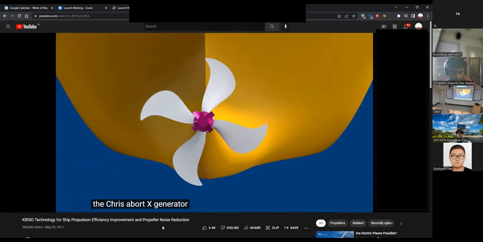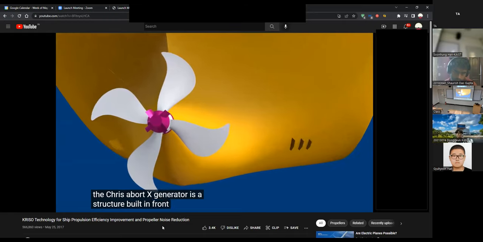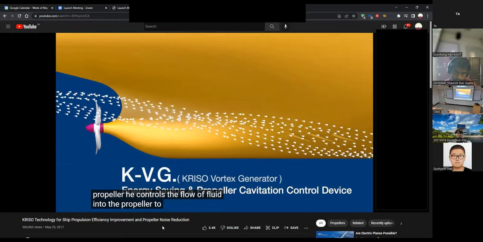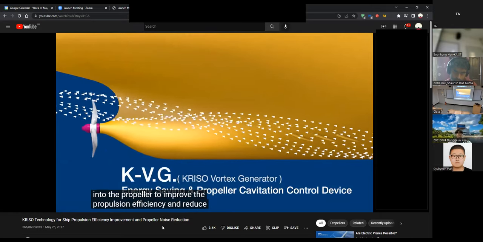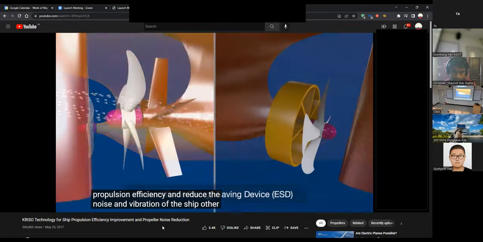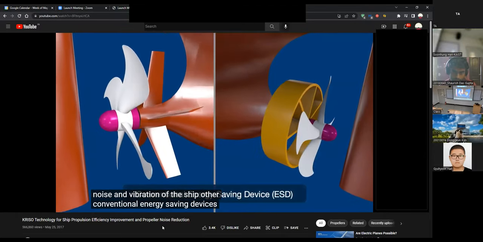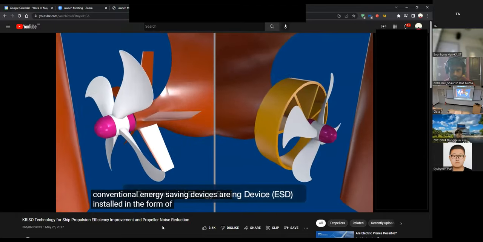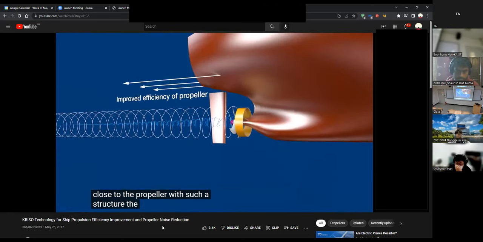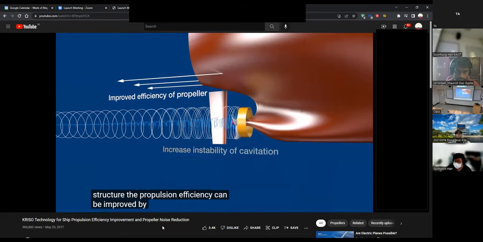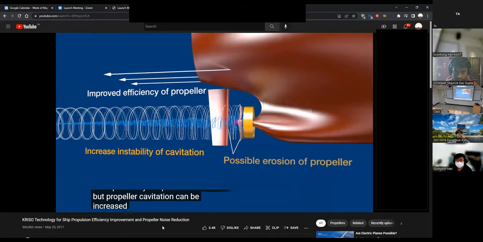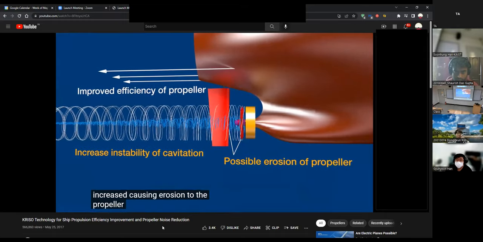The Chryso Vortex Generator is a structure built in front of the propeller. It controls the flow of fluid into the propeller to improve the propulsion efficiency and reduce the noise and vibration of the ship. Other conventional energy-saving devices are installed in the form of a fin or duct close to the propeller. With such a structure, the propulsion efficiency can be improved by the pre-swirl effect, but propeller cavitation can be increased, causing erosion to the propeller.